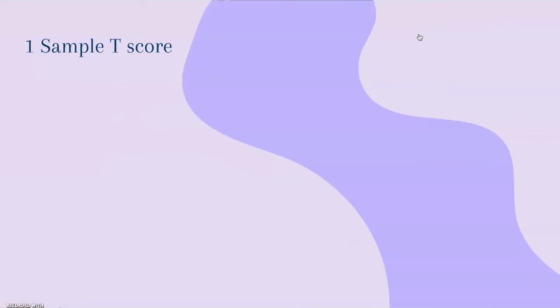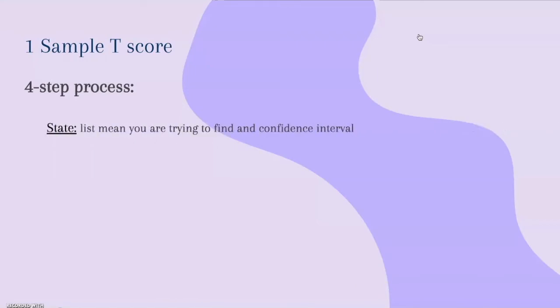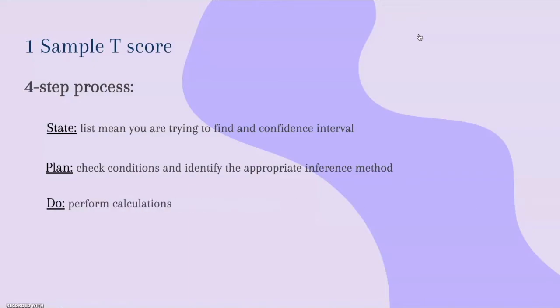And then next we're going to go over the 4-step process. So it's basically the same as for a z-score, except you're going to be stating the mean that you're trying to find and the confidence interval rather than a proportion. To plan, you're going to check your conditions again, identify your appropriate inference method. In this case, it'll be one sample t interval. Then you're going to do, which is where you perform your calculations using the equation that I showed. And then conclude, you're going to interpret your interval in the context of the problem.